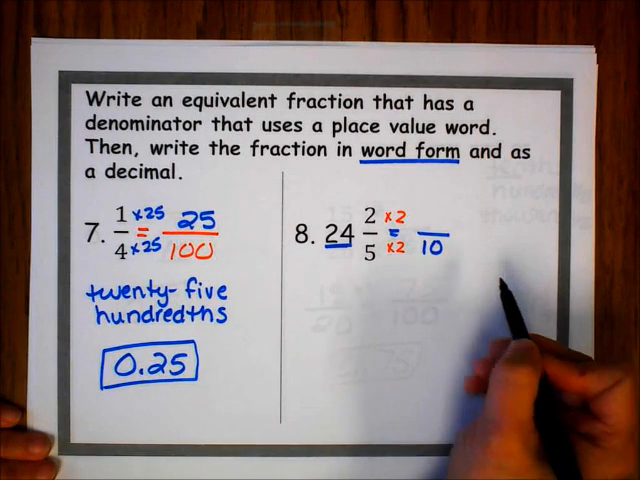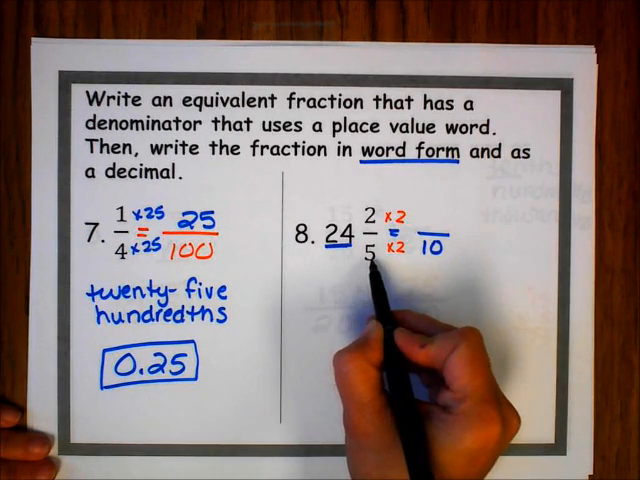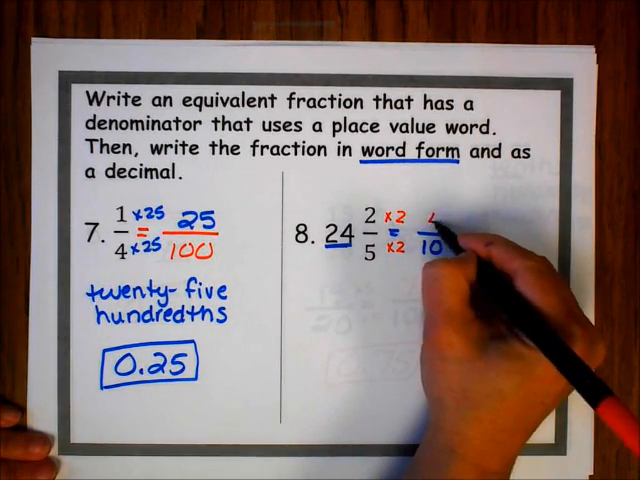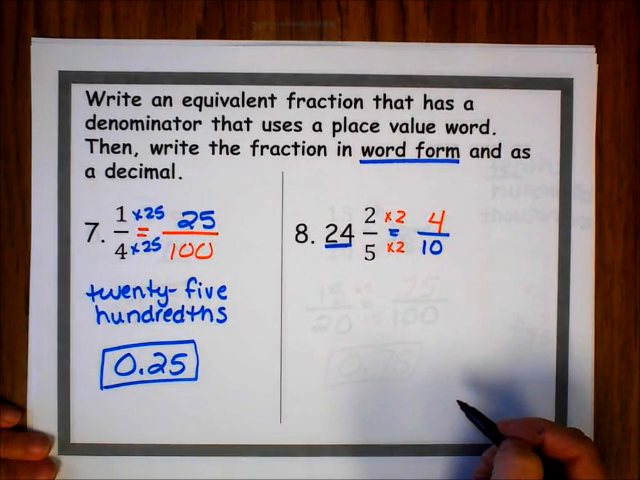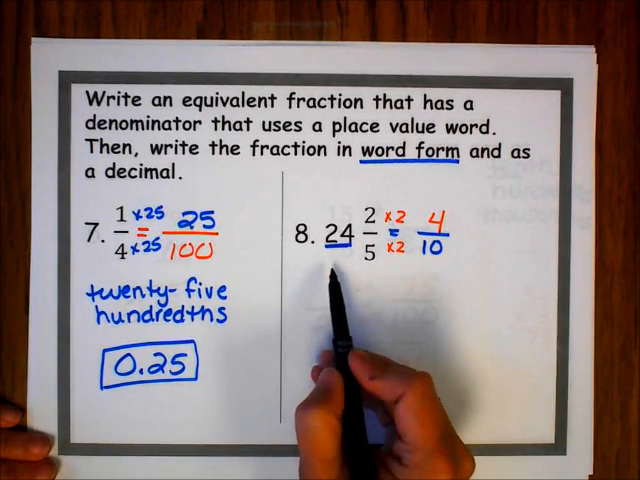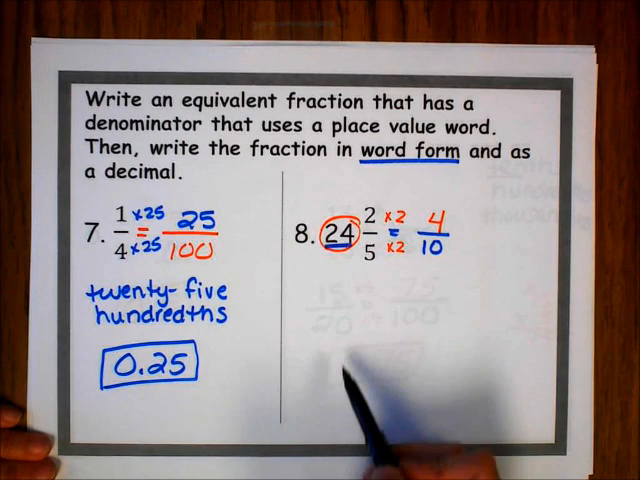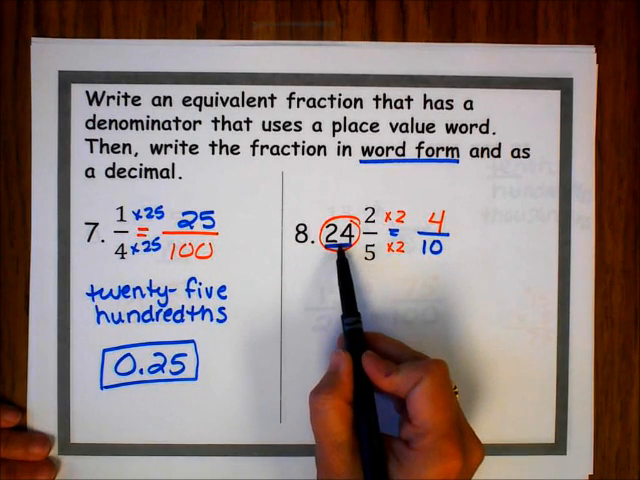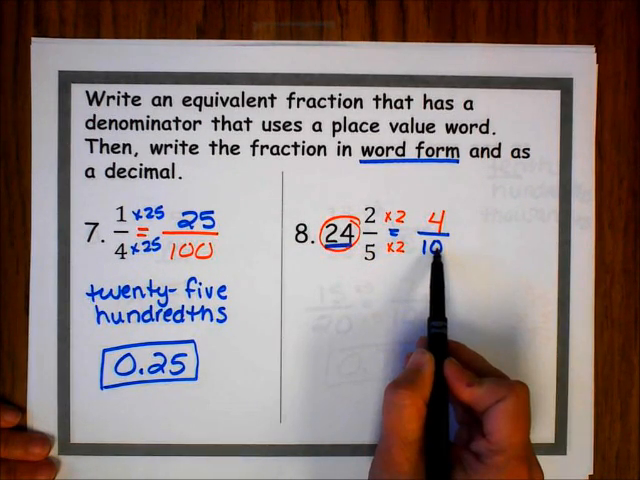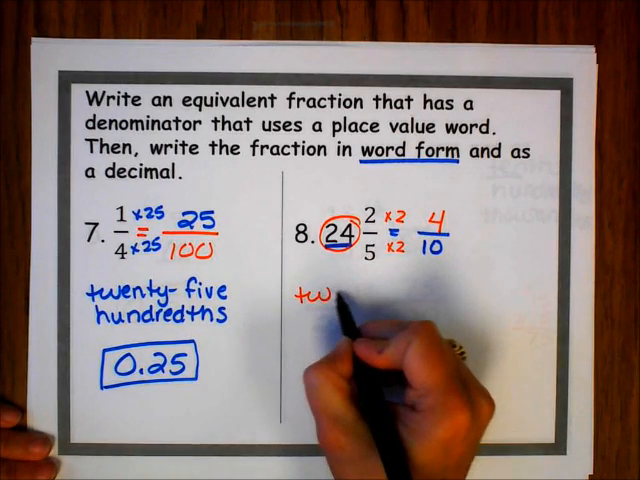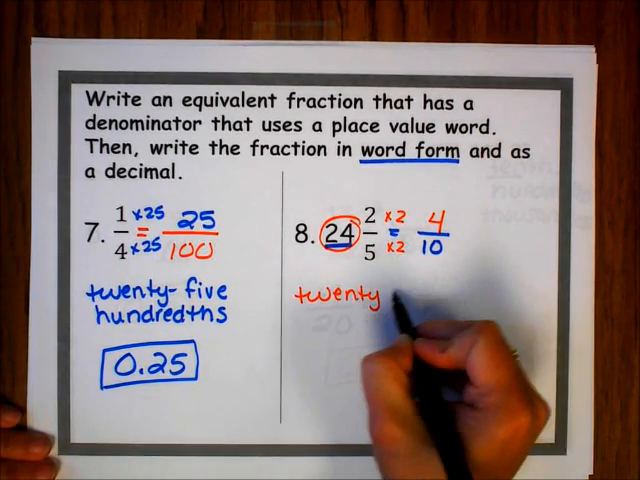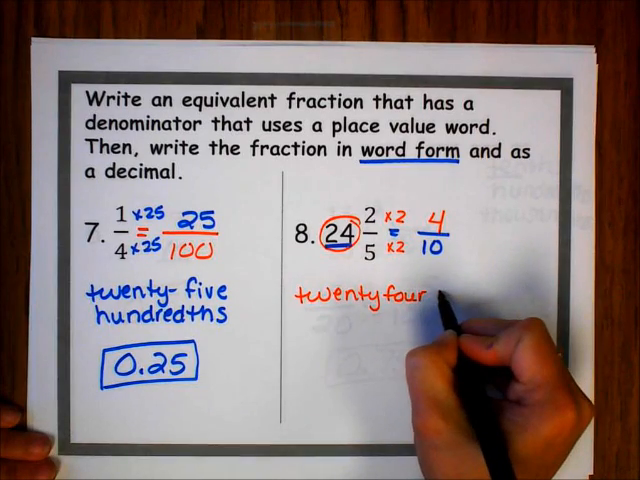So what fraction is equivalent to 2/5? You're correct, 4/10. So now if I write it in word form, don't forget your whole number. I have 24 and 4/10.